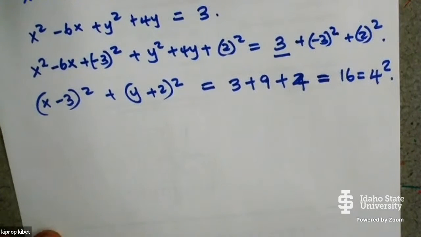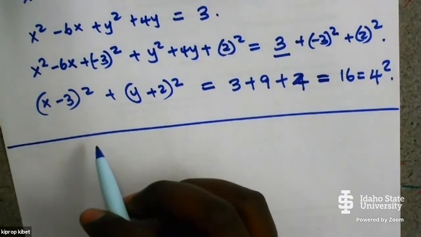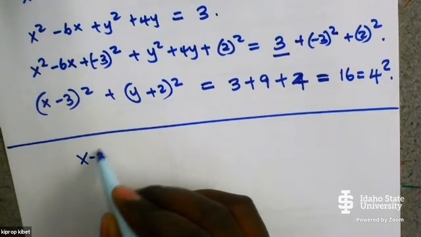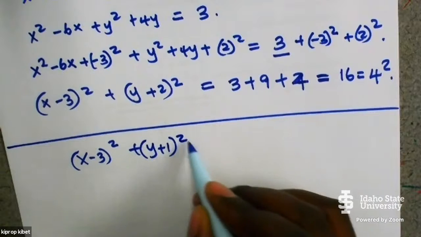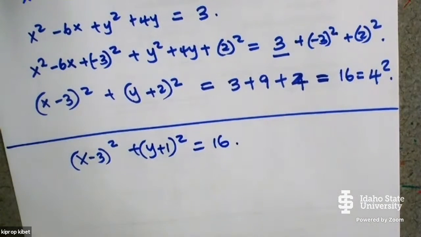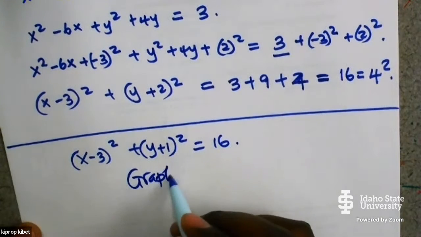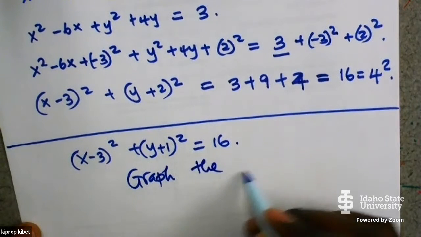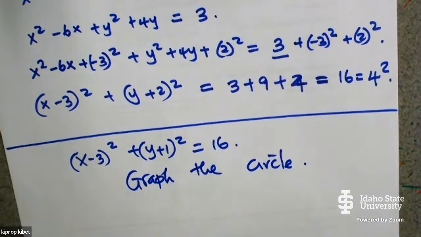Okay, now you're given the equation of the circle, which is x minus 3 square plus y plus 1 square equals to 16. And then you're told to graph this, graph the circle. How will you graph that circle? Okay, so what is the center of the circle?